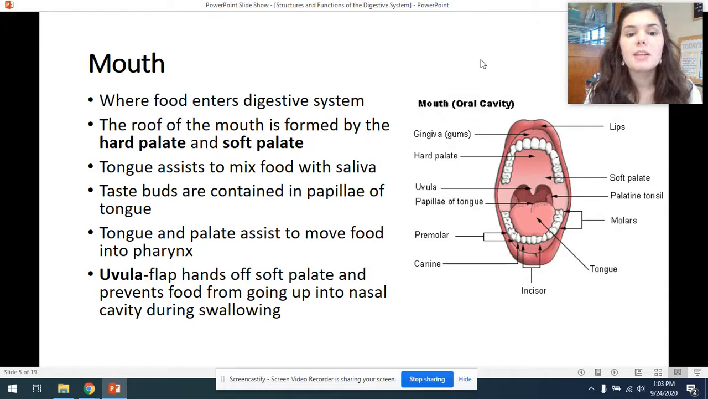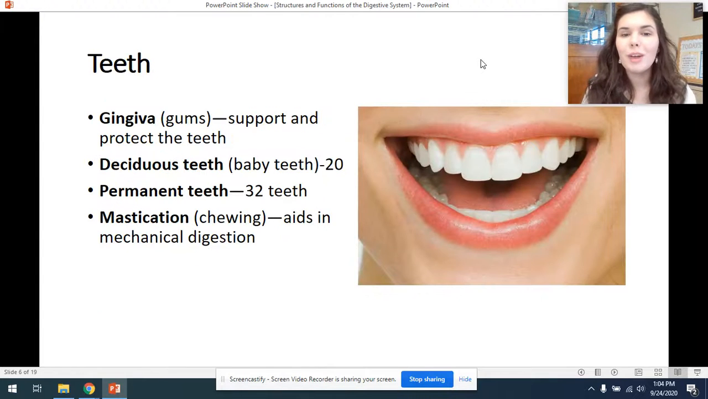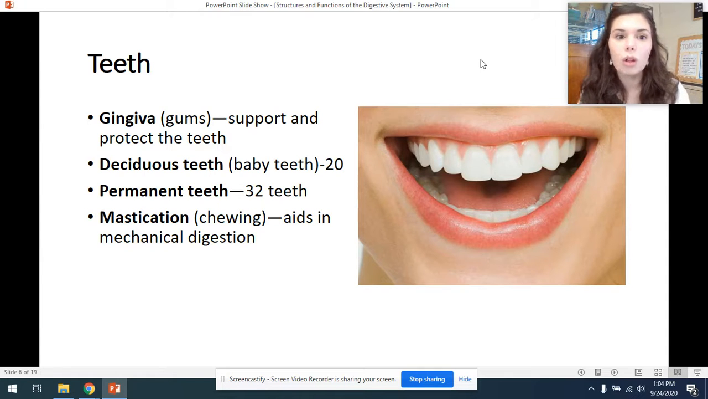The tongue and the palate help to move the food down from the mouth into the pharynx, and the uvula is the little flap that hangs off of your soft palate and prevents food from going up into the nasal cavity during swallowing. When we talk about the mechanical breakdown of food, we have to talk about the teeth because they're the main component that help break those larger chunks into smaller pieces that eventually form a bolus that we swallow.